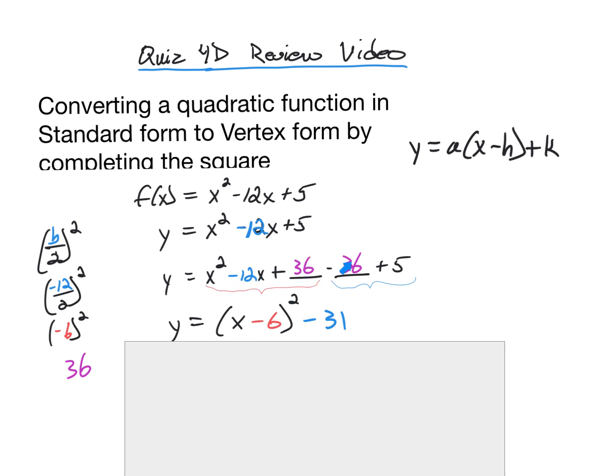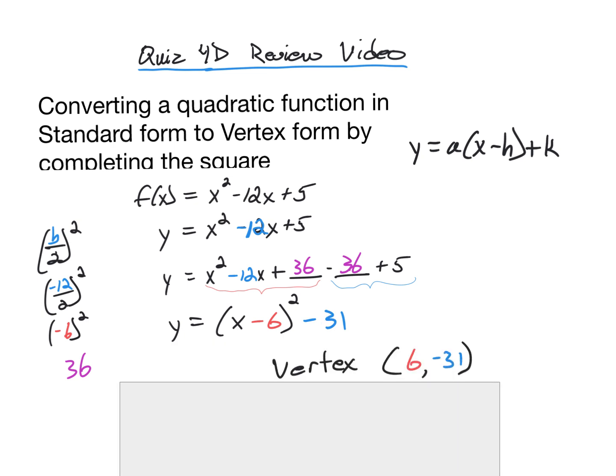Now the remaining negative 36 plus 5, when we work that out, we get negative 31. So now we have written the function in vertex form. It's y equals a, which in this one is 1, times (x minus h) squared plus k. Once you have it written in vertex form, then you ought to be able to identify the vertex. And the vertex is going to be (6, negative 31).